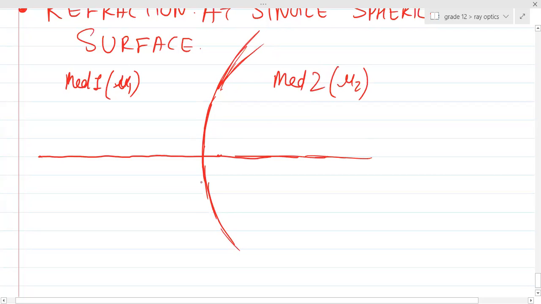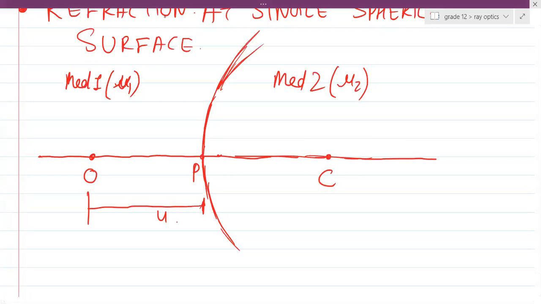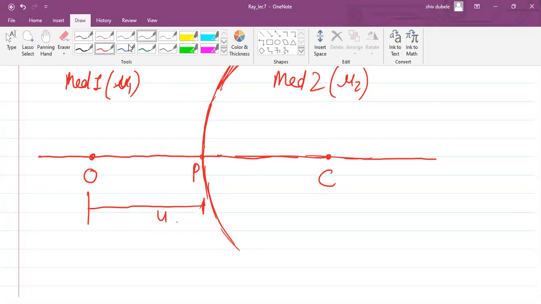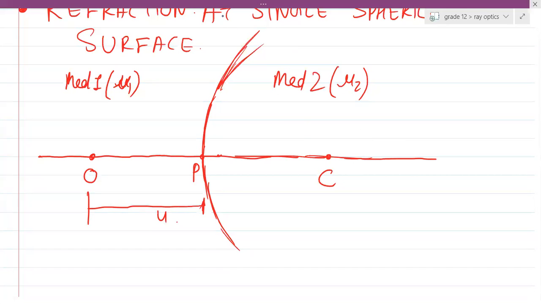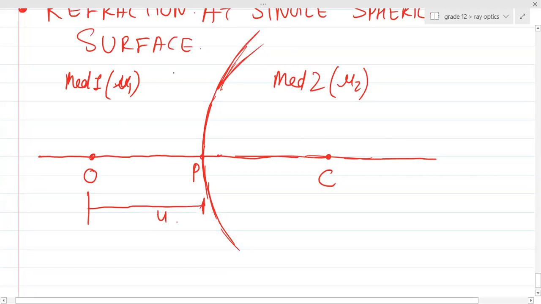Is it clear? This is basically the pole, and let us assume there is an object at a distance of u. Is it clear? Let us say the center of curvature of the surface is over here, and if I try to draw the normal, and let's say the incident ray is drawn, so there is one incident ray like this.